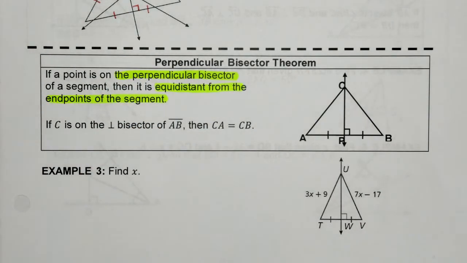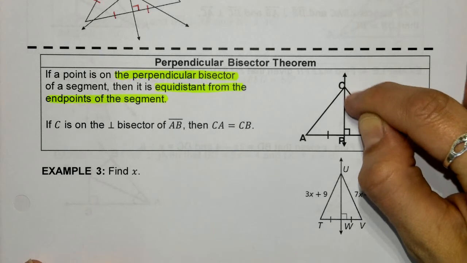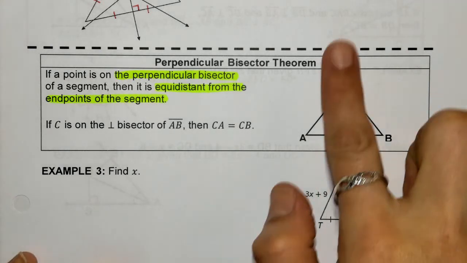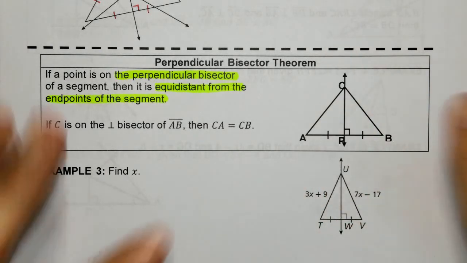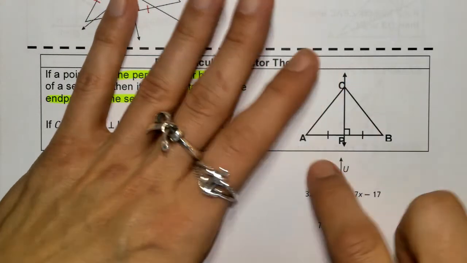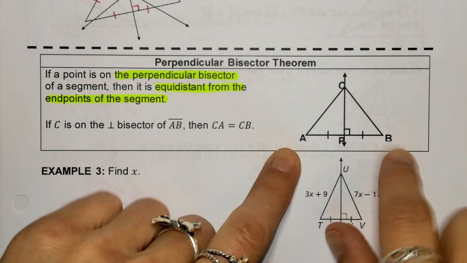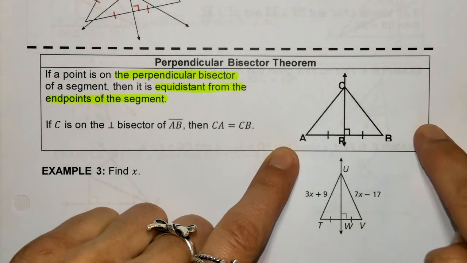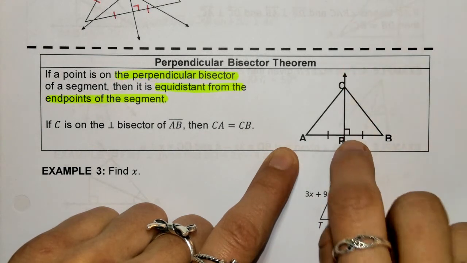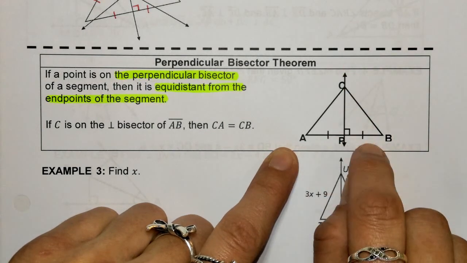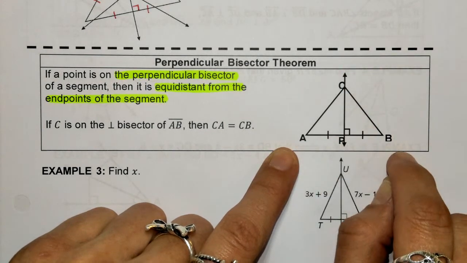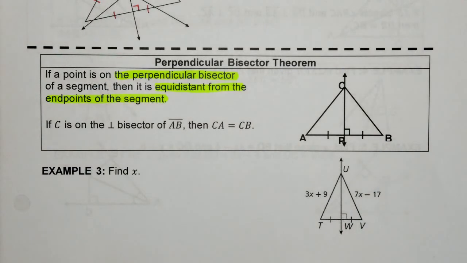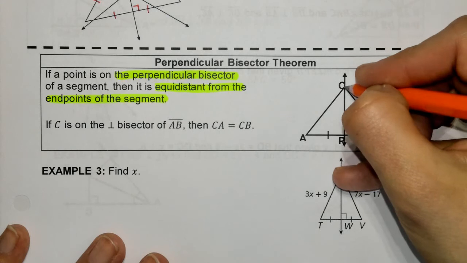Equidistant, equal distance. So here we see that C right here is a point that's going to be on this perpendicular bisector. Ignoring the fact we have a triangle, we just have segment AB. It's a perpendicular bisector of just segment AB. So it's going to cut through at the midpoint of AB, creating two congruent segments, AP and PB. What's happening here is we have a point on this perpendicular bisector, which is point C right here.